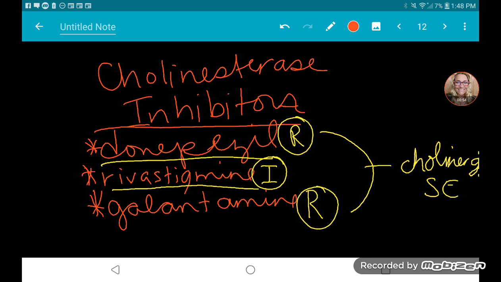All right, without looking at the screen, can you list 3 cholinesterase inhibitors? 3 prototype drugs for cholinesterase inhibitors. If you said donepezil, rivastigmine, and galantamine, you are absolutely correct. All 3 of these are used in mild to moderate Alzheimer's disease. Donepezil is unique in that it can be used mild all the way to severe Alzheimer's disease.